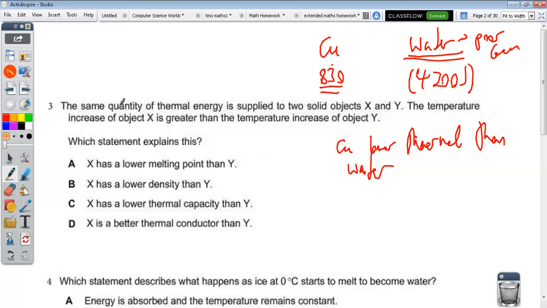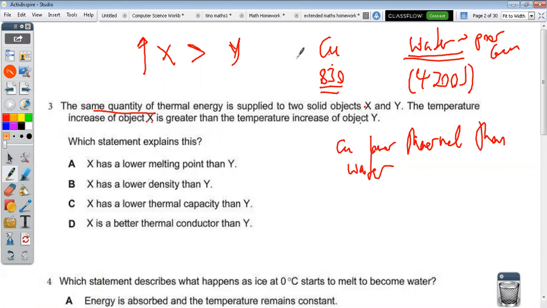So if you look at this here, they're saying these two substances, both solids. The temperature increase of substance X, because we're applying the same amount of energy, is greater than Y. So X has a temperature increase greater than Y. It means it has a lower thermal capacity. Because if you heat the same amount of copper, you expect a great increase, because it requires less energy. So it will have a higher temperature increase.